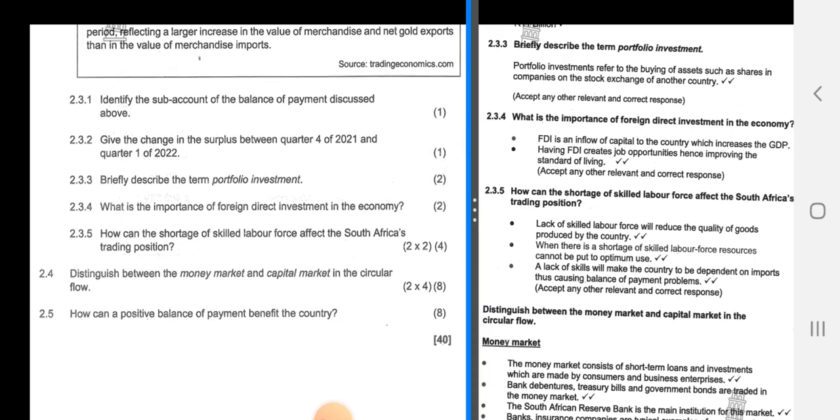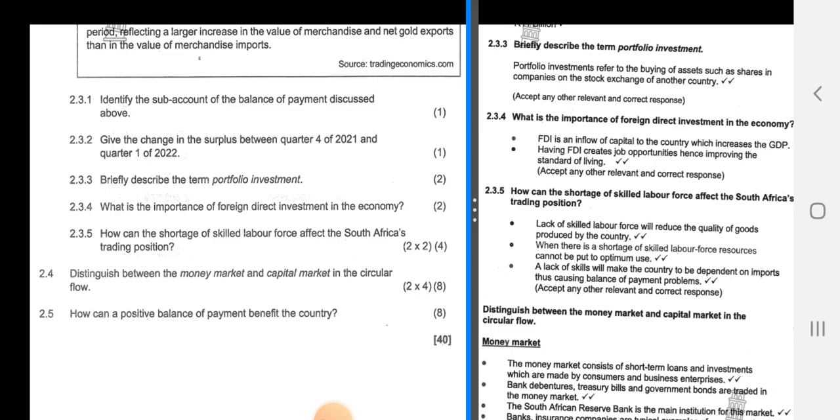2.3.5, how can the shortage of skilled labor force affect South Africa's trading position? So a shortage of skilled labor, how can it affect South Africa's trading position? How can us not having a skilled workforce affect our ability to trade?